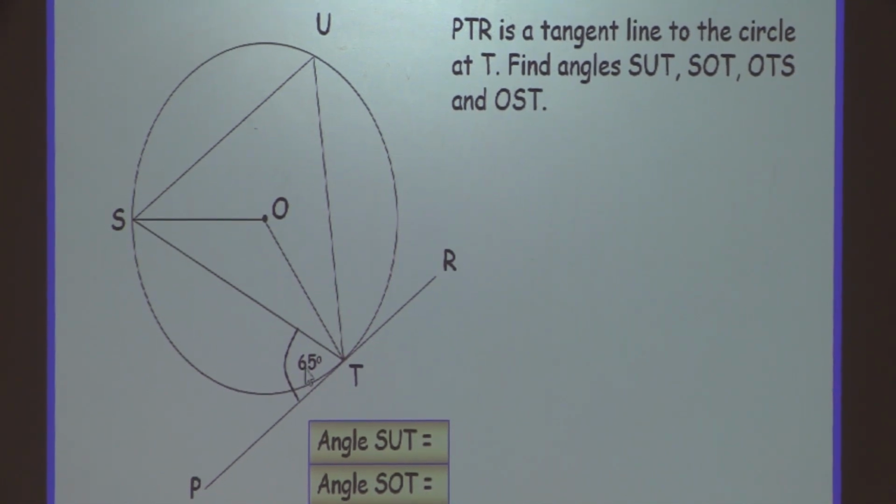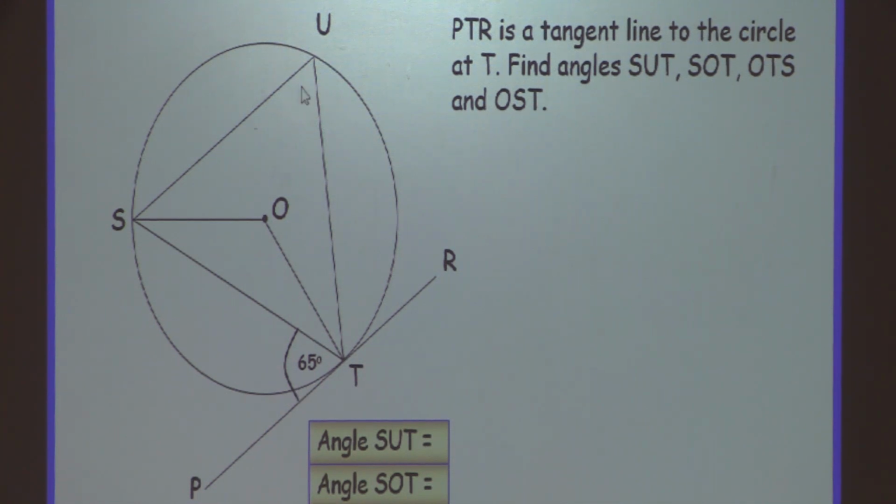If this is 65, what should I add to get 90? This will give me the size of this angle. Let me see what they are looking for first. Find angle SUT. We're looking for that angle there. And we're given this one.